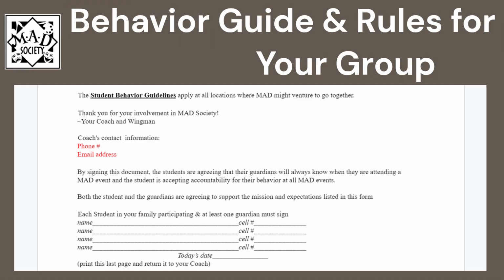Make sure to state that this new behavior guidelines will apply at all locations where your group may venture or go together. Add a closing statement and the title that you and your co-leaders are going to have. Make sure you have your contact information and a statement saying that by signing this document, the students are agreeing that their guardians will always know when they are attending your group and that the student is accepting accountability for the behavior at your group.